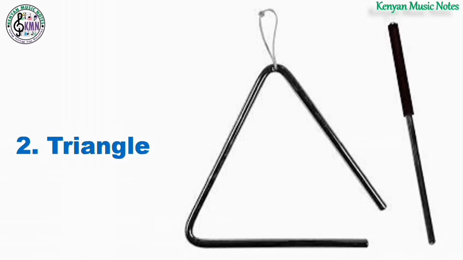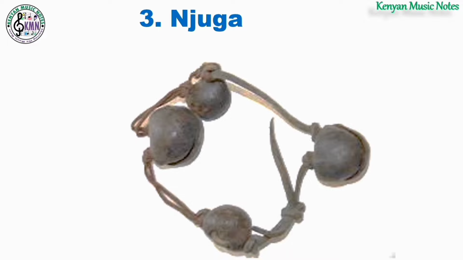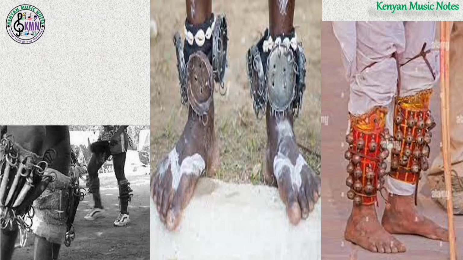The next non-melodic percussion instrument is the njuga. Now the njuga is made out of metal, and the metal is carved, and we can have any material kept in that carved metal, which produces a sound. They are worn either on the leg, on the wrist, or on the shoulders, where when they are shaken, they produce a sound.